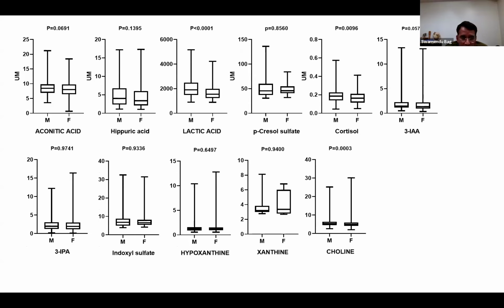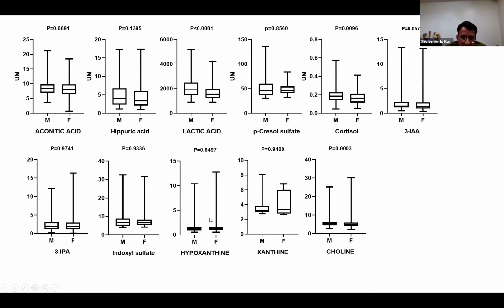And the carboxylic acids like aconitic acid, hippuric acid, lactic acid. So, only lactic acid shows the overexpression in male, but the aconitic acid and hippuric acid do not show any significant changes between the two sexes. And pyrocatechol sulfate also doesn't show any changes. And hormone like cortisol also showed significant overexpression in male. And the indole derivatives like 3-IAA indoleacetic acid, the indole propionic acid, indoxyl sulfate do not show any significant changes between the males and females.